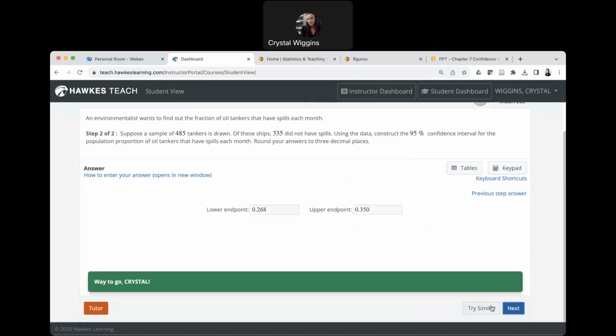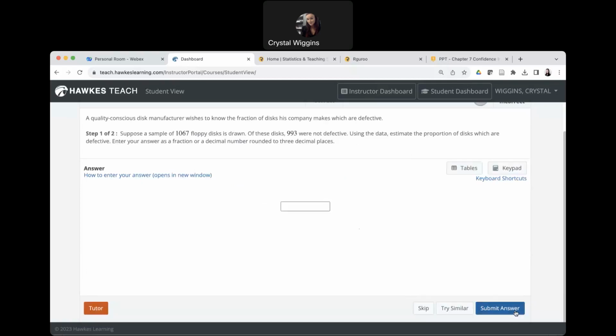Okay, let's try another one where the categories actually do match. Okay, this one, let's see. Nope, these are opposite again. Notice that they give us a count for not defective, but their proportion is focused on defective. So you would have to do the subtraction in this problem as well.